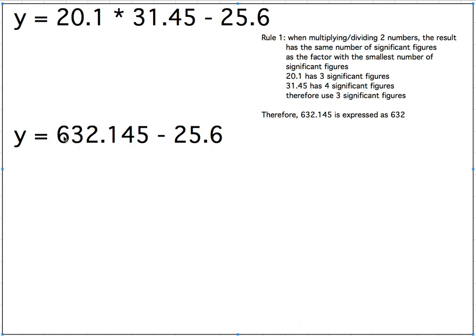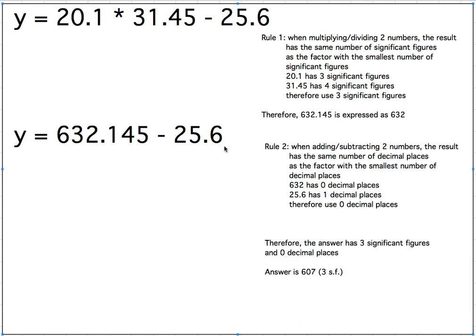So for the next stage, I've got a subtraction, 632.145 minus 25.6. Now, when I'm doing addition or subtraction, I have another rule, and that is that the result has the same number of decimal places as the factor with the smallest number of decimal places. So in this case, this has 1 decimal place because that's how it's written. It's 3 significant figures but 1 decimal place.